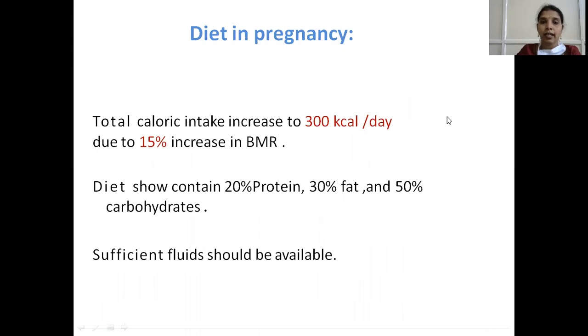So what is the diet to be advised in pregnancy? In pregnancy, a normal diet is not enough for the antenatal mother, because the growing fetus needs more and more calories, and to meet the increased demands in pregnancy, we need to provide extra calories. Total caloric intake should increase by 300 calories per day due to a 15% increase in BMR. Diet should contain more protein: 20% protein, 30% fat, and 50% carbohydrate. Sufficient fluid should be taken.